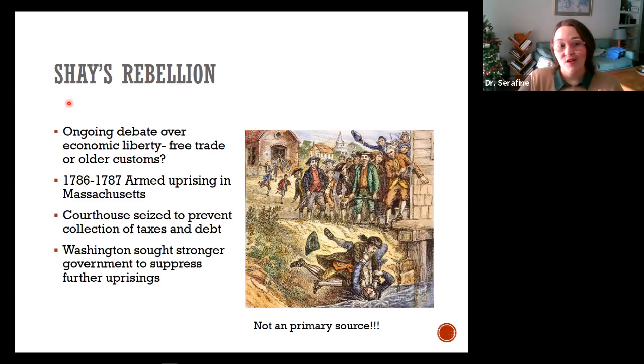The heart of Shays' Rebellion is this ongoing debate over economic liberty. Is it free trade or is it older traditional customs? Shays' Rebellion is an outpouring of anger and frustration of farmers in Western Massachusetts, and this is going to lead to an armed uprising named after Daniel Shays.